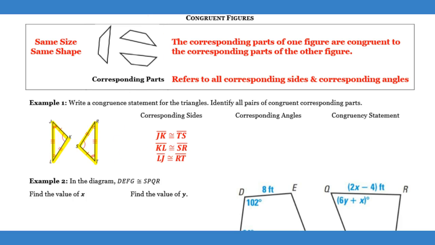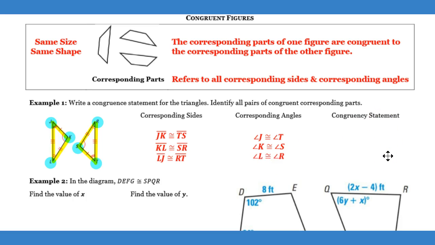Now we want to look at our angles. We already discussed this a little bit, but I know, for example, that angle J is congruent to angle T. So that's one set of corresponding angles. And I know that angle K is congruent to angle S. So that's 2 out of 3. And then my third angle, angle L, is congruent to angle R. So I've got my 3 corresponding angles.